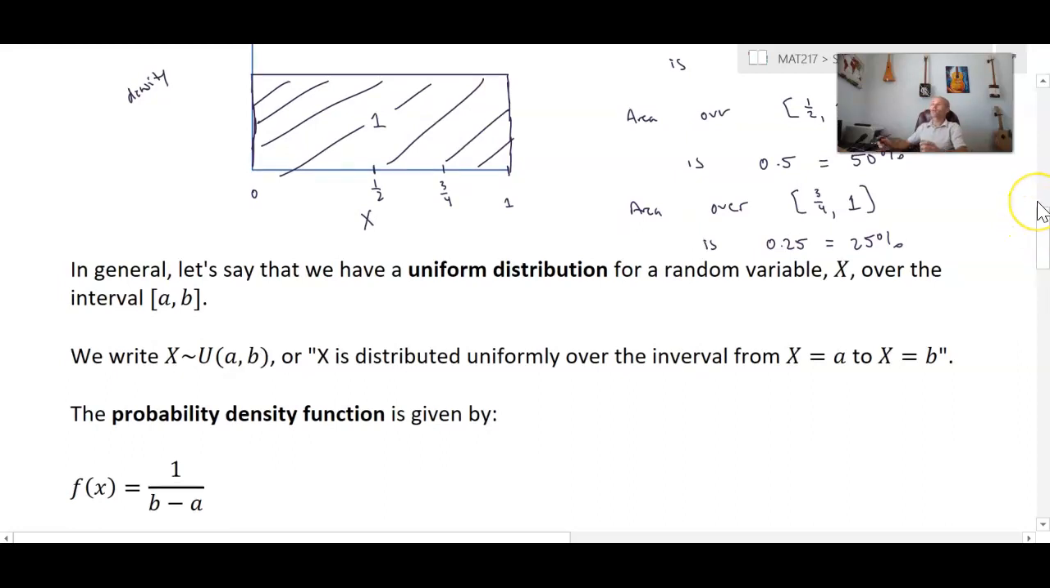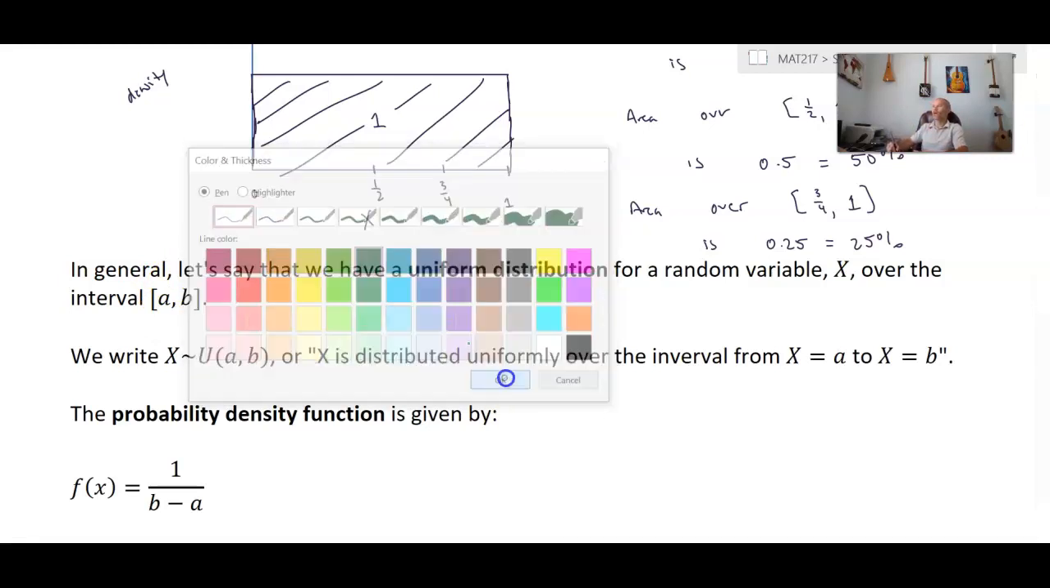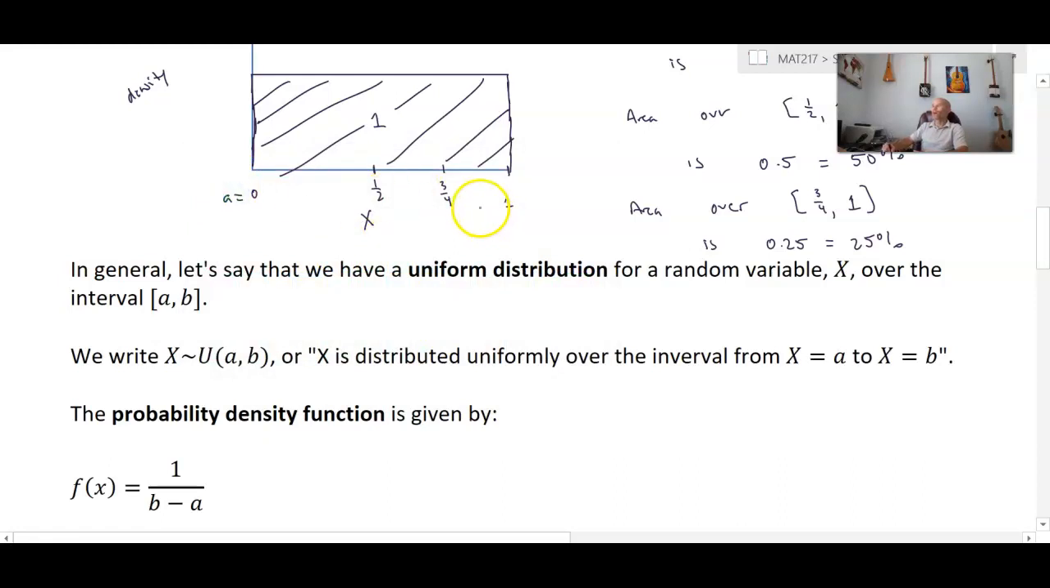All right, in general, let's say that we have a uniform distribution for a random variable x over the interval from a to b. Now here a was equal to 0 and b was equal to 1, but you can probably agree that it just depends on the context. What if I were generating a random number between 7 and 14? Well, then my a would be 7 and my b would be 14, and my rectangle would be between x equals 7 and x equals 14.